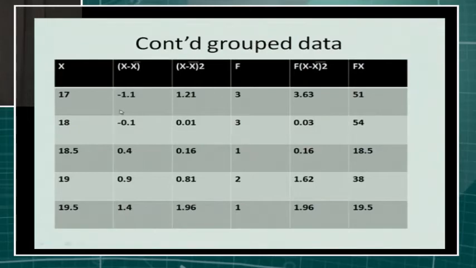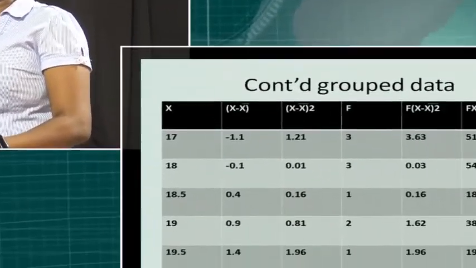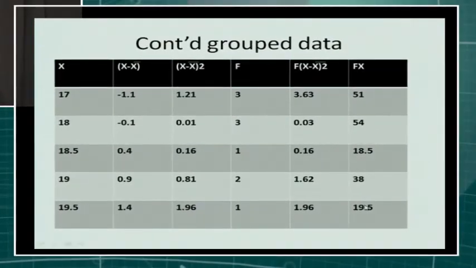Now, what's the next thing? Don't forget, we have calculated our mean. It's still the same thing. Our mean still remains 18.1. If you want to verify that, add all the fx. Look at this place: fx, add 51, 54, 80.5, 38, 90.5. Add all of them together and you are going to get 181. Add them to verify, then divide by 10 also.